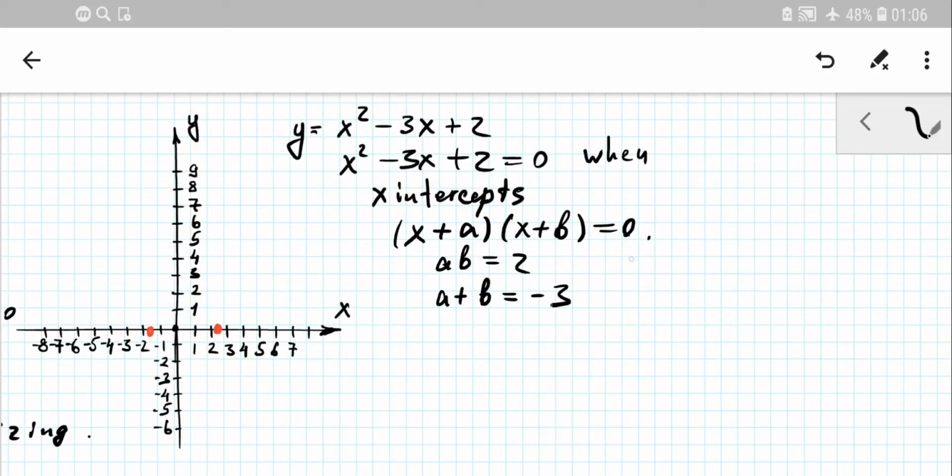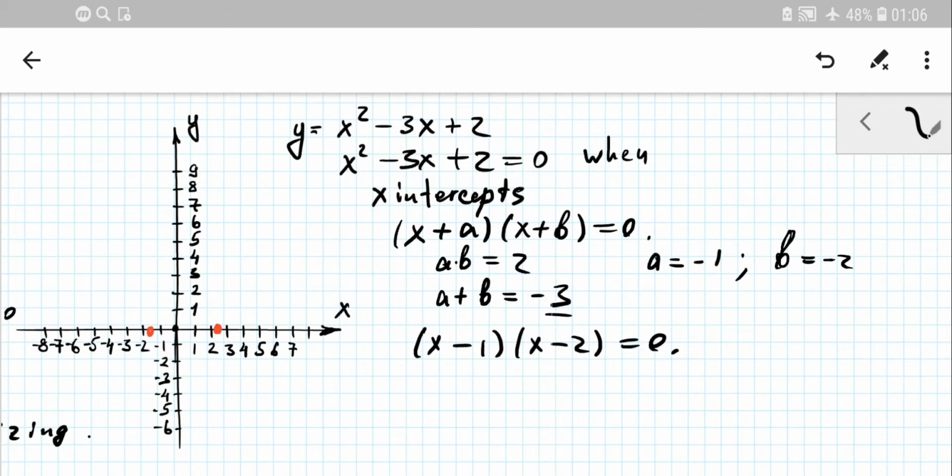Alright, so here we're just trying to guess. So the product should give us +2, while the sum is -3. So my option is a is -1 and b is -2. Because when we sum up, we'll get -3, and when we multiply, the two minuses cancel out, so we'll get +2. So that's why instead of a and b, we'll simply have (x minus 1) times (x minus 2), and the result will be 0. Okay, so here x1 is 1 and x2 is 2.